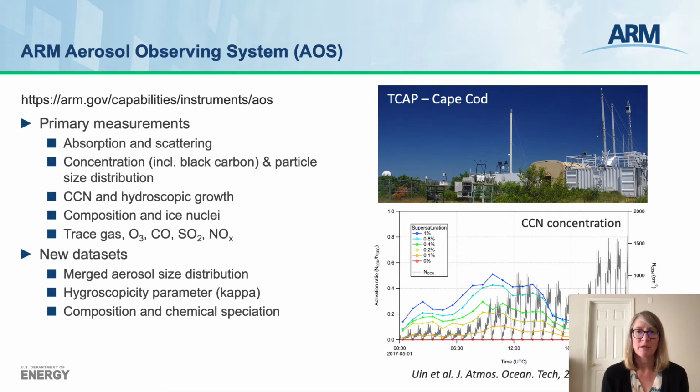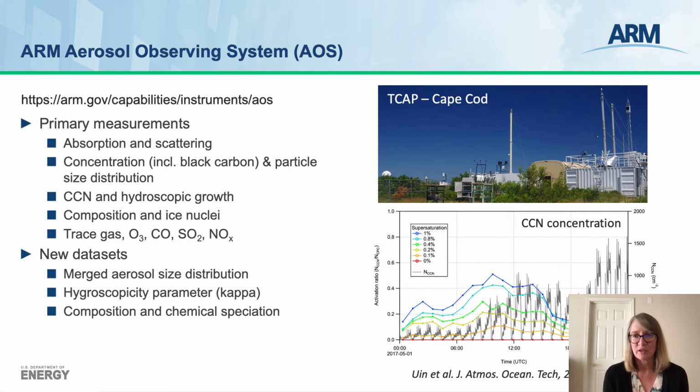Also deployed at ARM's main observatories is the Aerosol Observing System, which includes a broad range of in situ aerosol instruments. The primary measurements include aerosol absorption and scattering, aerosol concentration, including black carbon concentration, and particle size distribution measurements, CCN and hygroscopic growth measurements, as well as composition and ice nuclei. Also included in the AOS are trace gas measurements and additional gas concentration measurements. The complement of these gas instruments varies across the AOS systems.